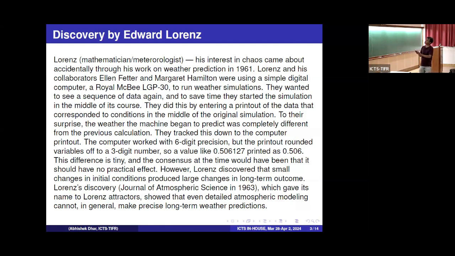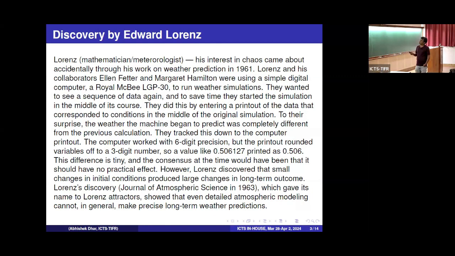And with his collaborators, Ellen Fetter and Margaret Hamilton, it turns out these are the people who actually wrote the code, but in the paper you never see them. They used a simple computer to run weather simulations. Weather means, let's say, the Navier-Stokes equation, but you reduce it down to a very small set of equations, and then simulate it on the computer.